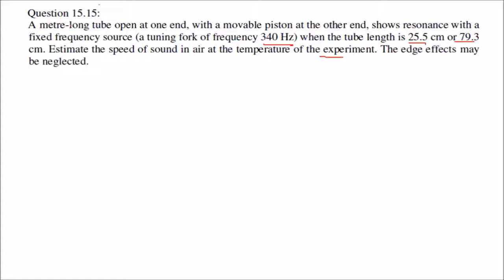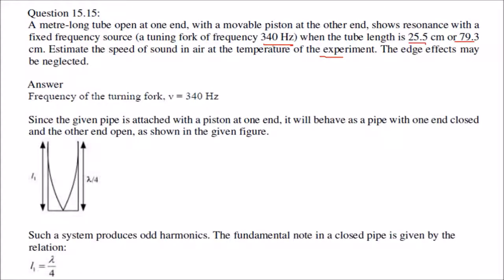How are we going to proceed with this? First, we will write the frequency. This is the frequency of the tuning fork. You see, this given pipe is attached with a piston at one end. So it is going to behave as a pipe with one end closed and the other end open. So this will be closed and this side will be open as you see here. In this kind of situation, we know from theory that this will produce odd harmonics. So what will be the fundamental mode in this closed pipe, which is given by this L1? It is lambda by 4. We know about this.